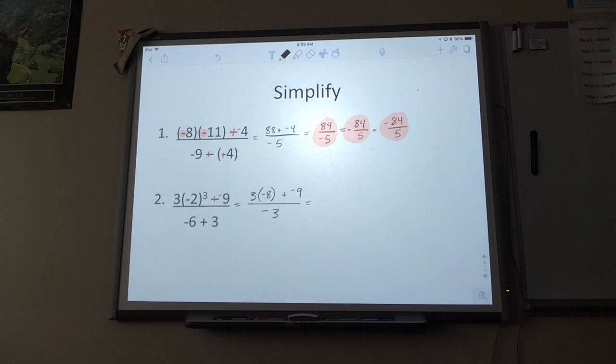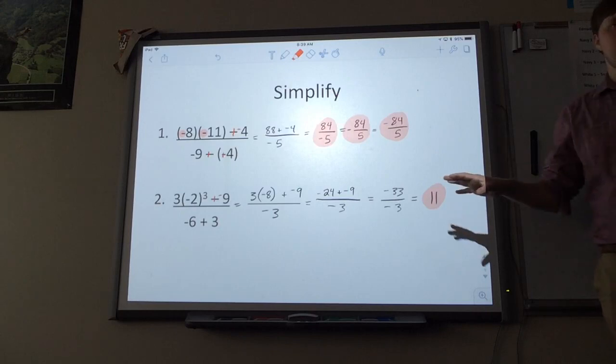Multiply and then combine like terms, so negative 24 plus negative 9 over negative 3. That is negative 33 over negative 3. A negative divided by a negative does equal a positive 11. Okay, is there anything you need me to go back to right now?